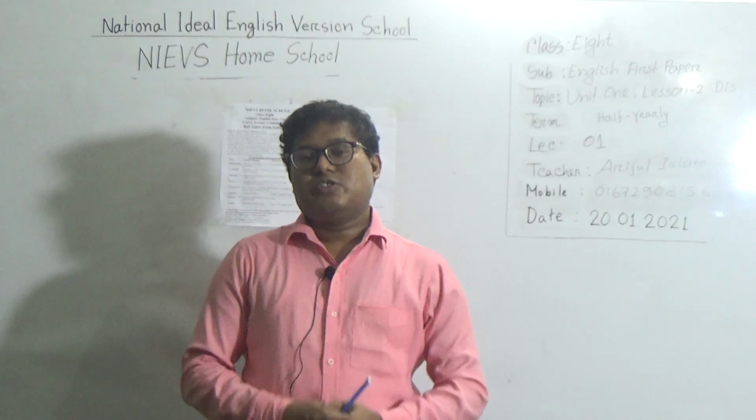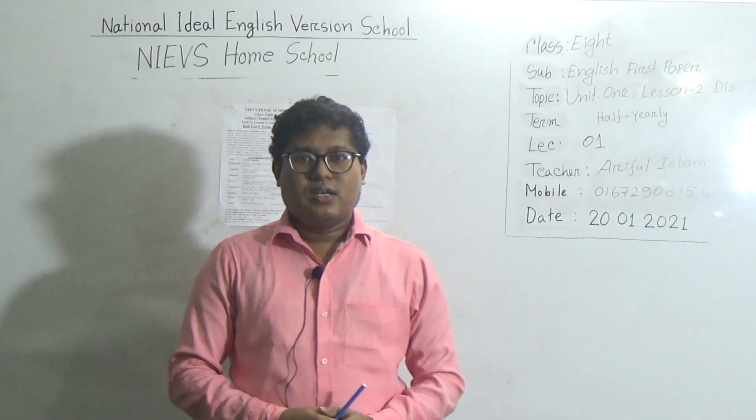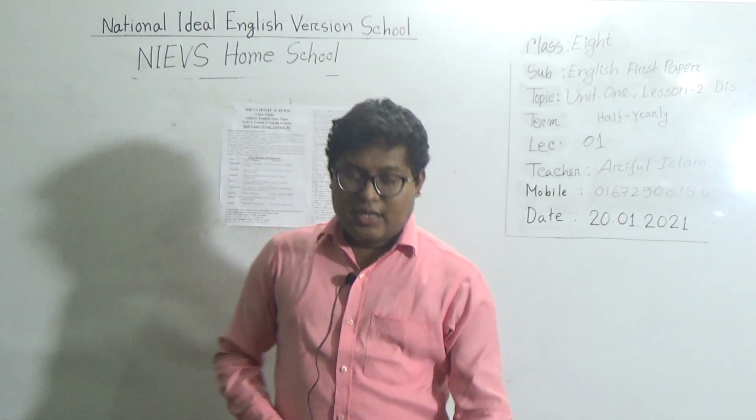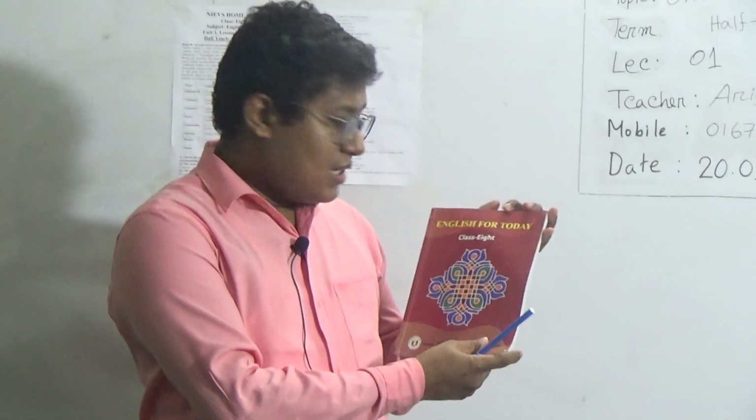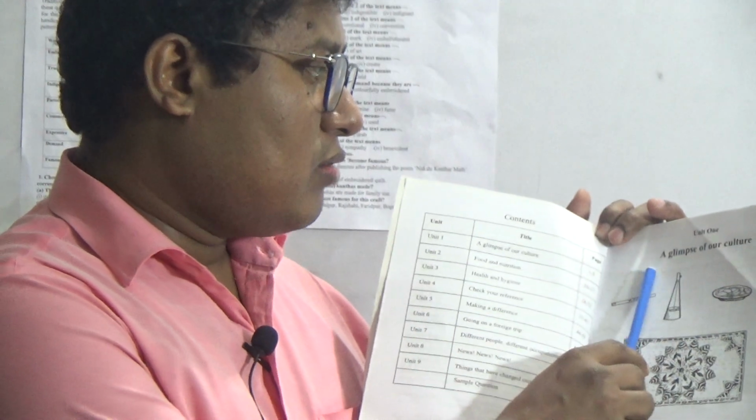Today I'm going to take your English first paper class of class 8. This is your book, English for Today, class 8. So we will start today Unit 1, Lesson 2. We will discuss today Lesson 2, Nokshikata. And Unit 1 is A Glimpse of Our Culture. So let's start our today's class.